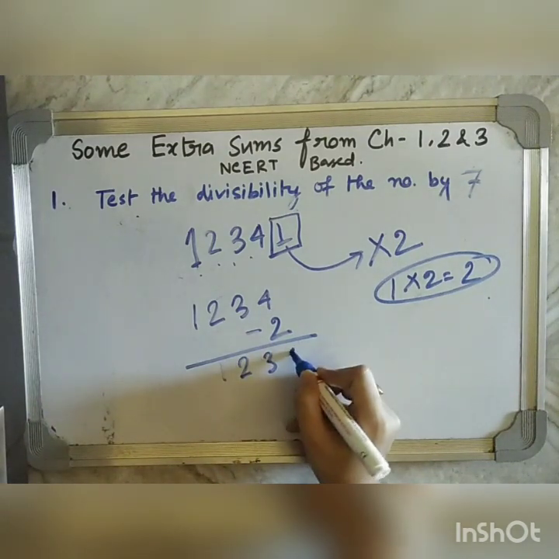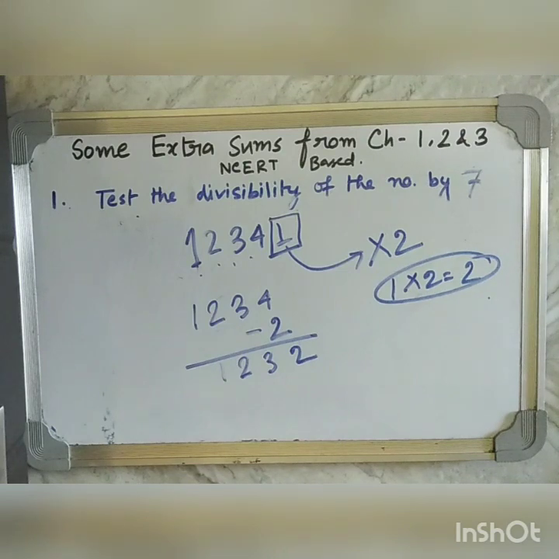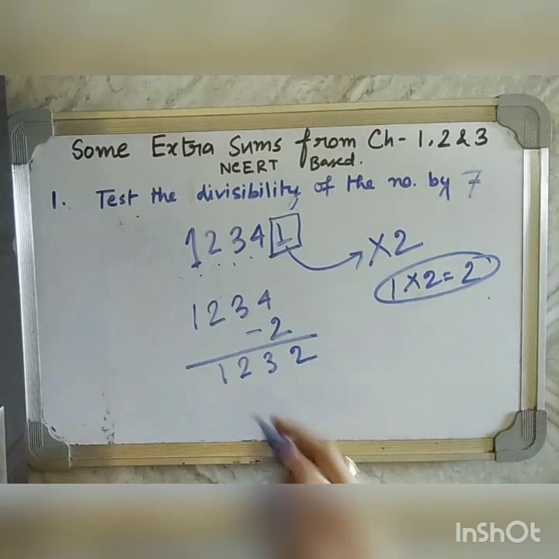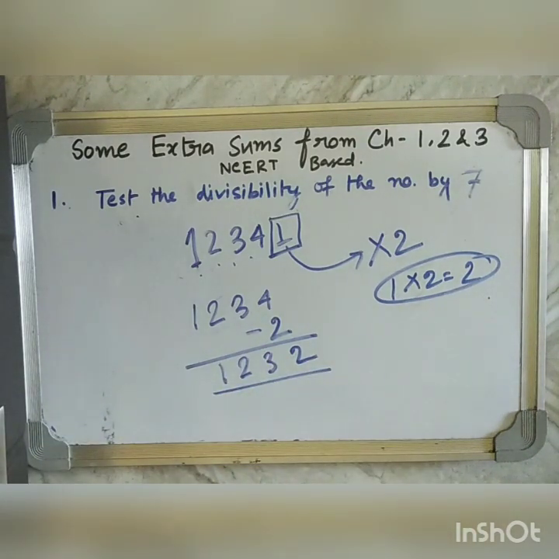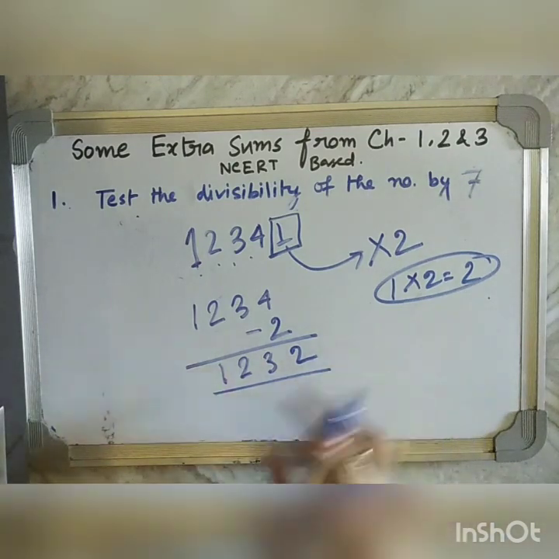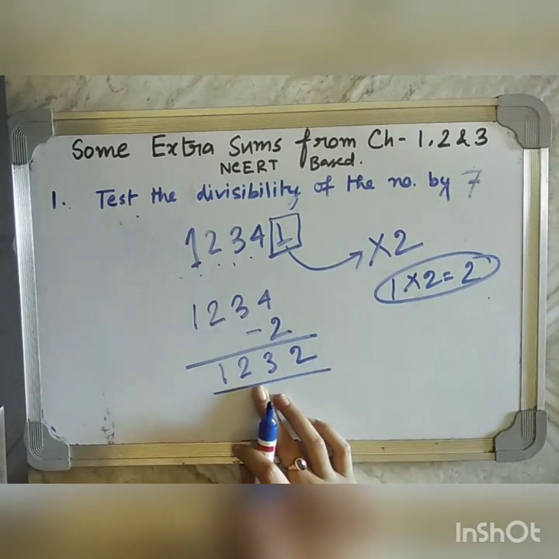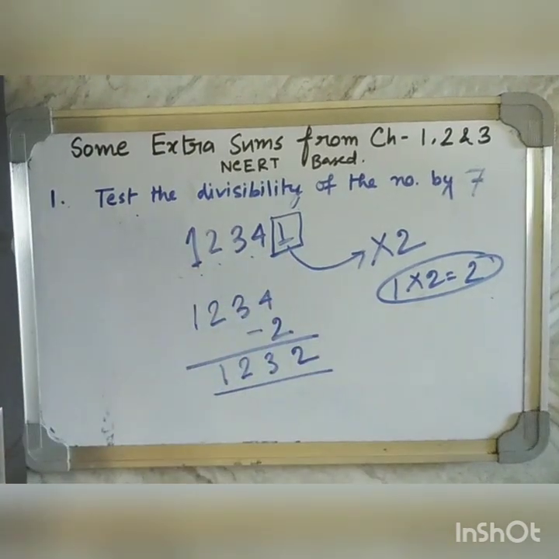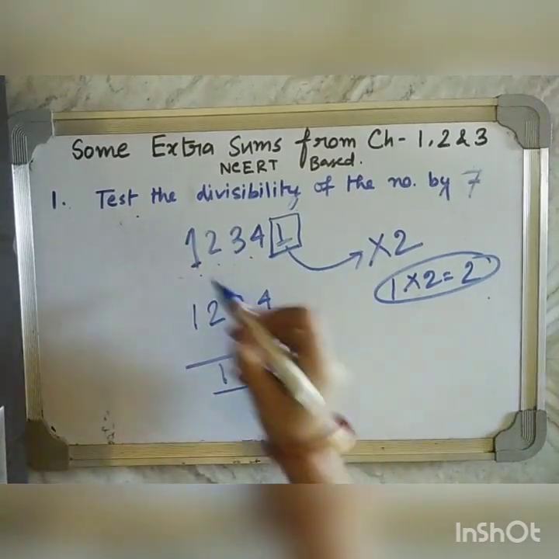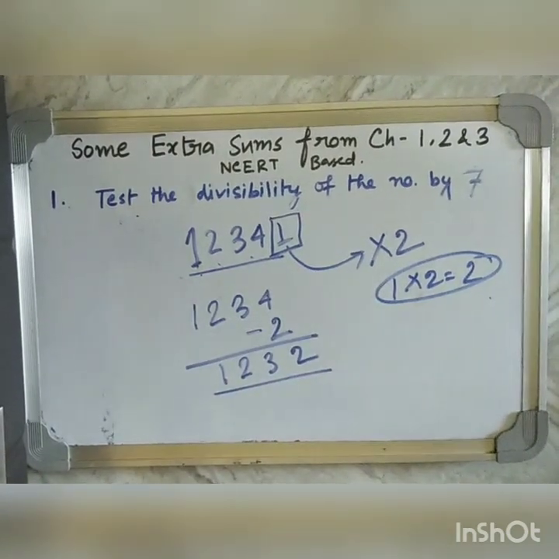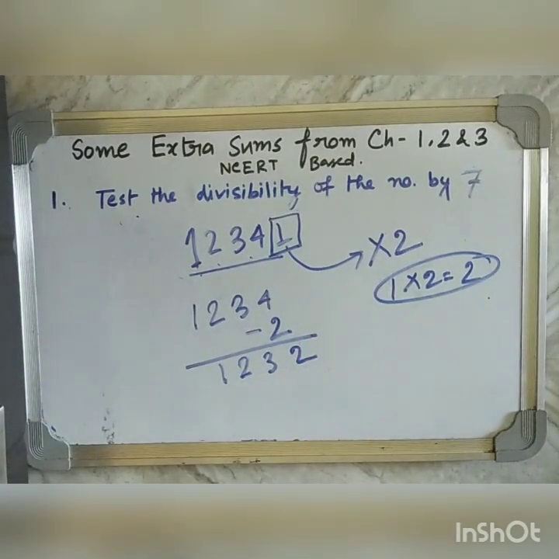Then we can see 1, 2, 3, 2. This number. Now for our convenience, we can again apply the divisibility rule of 7, because after getting this answer, we will divide this answer by 7. If there remains no remainder, then we can say that this number will be divisible by 7. But now here we have got 5 digits. Here we have got again 4 digits. So this is a bit bigger number, no?